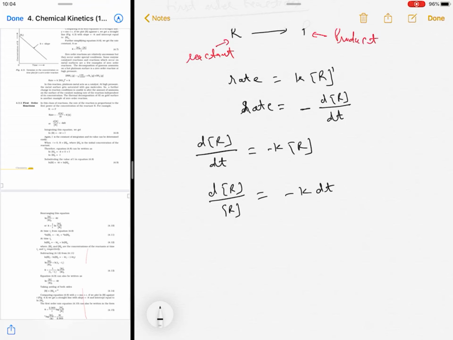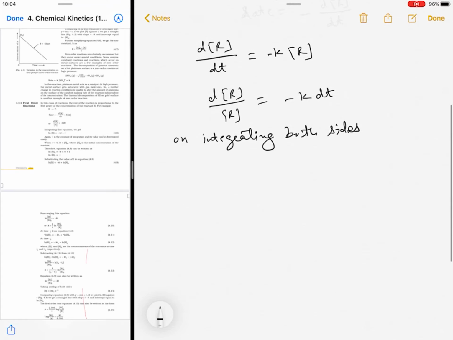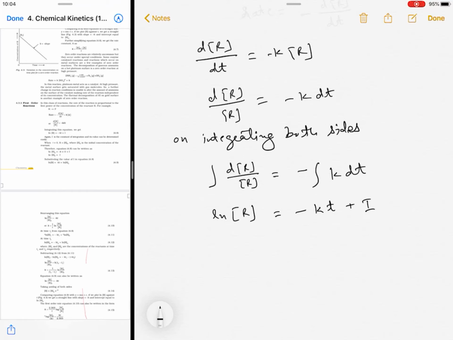Now if we integrate on both sides, we get the integration of d[R] upon [R] equals minus integration of k dt, or natural log of [R] equals minus kt plus I, where I is the constant of integration. We'll call this equation 1.